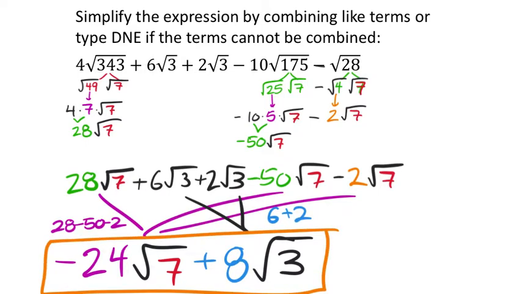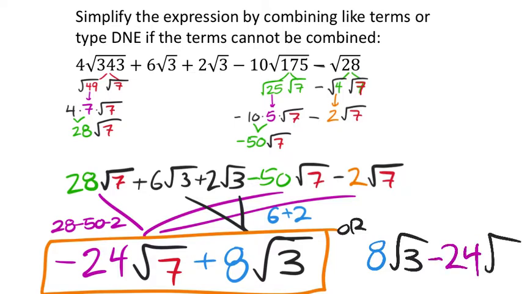By the way, about the order on this one, some students say, I don't want to write the square root of 7 first. Yeah, you get the same answer if you write it as 8 times the square root of 3, and then minus 24 times the square root of 7. Either one works, and I don't really care which order you put it in, as long as the 8 is positive and the 24 is negative. That's the main thing.